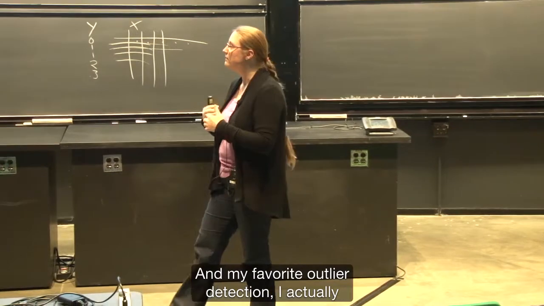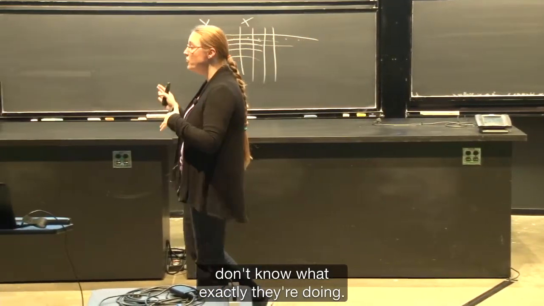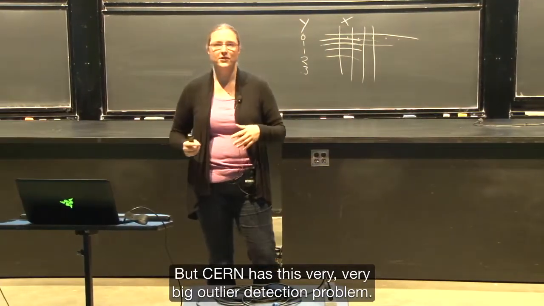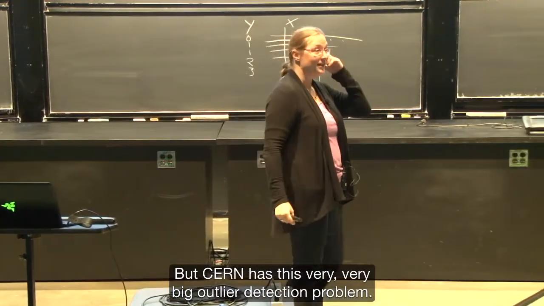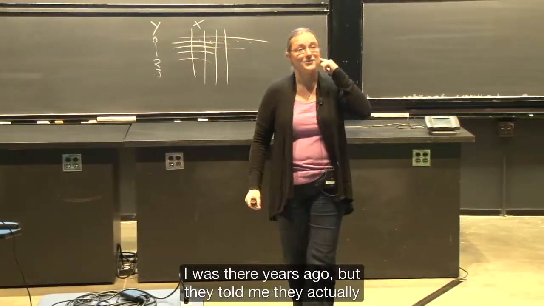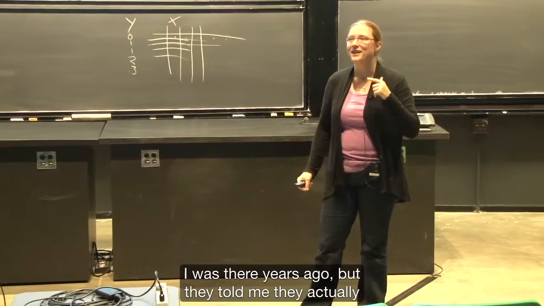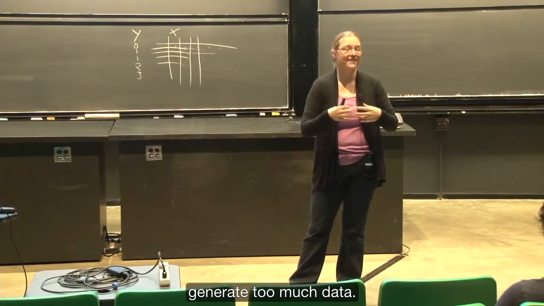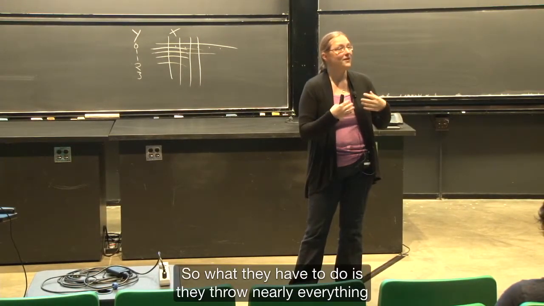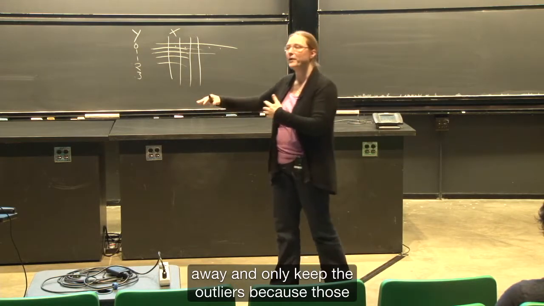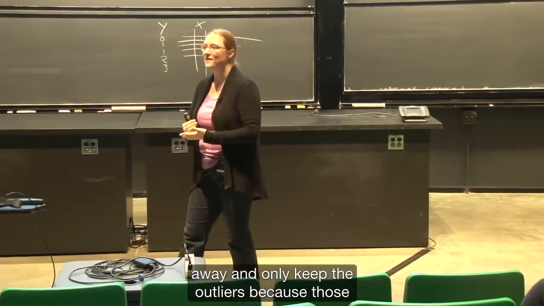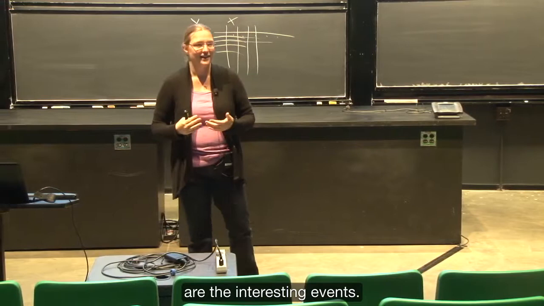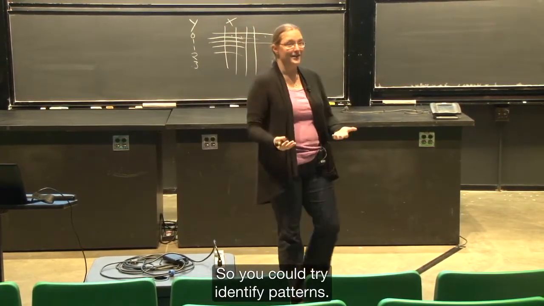And my favorite outlier detection, I actually don't know what exactly they're doing, but CERN has this very, very big outlier detection problem, right? I was there years ago, but they told me they actually generate too much data. They can't keep up with it. So what they have to do is they throw nearly everything away and only keep the outliers, because those are the interesting events. So you could try identify patterns.